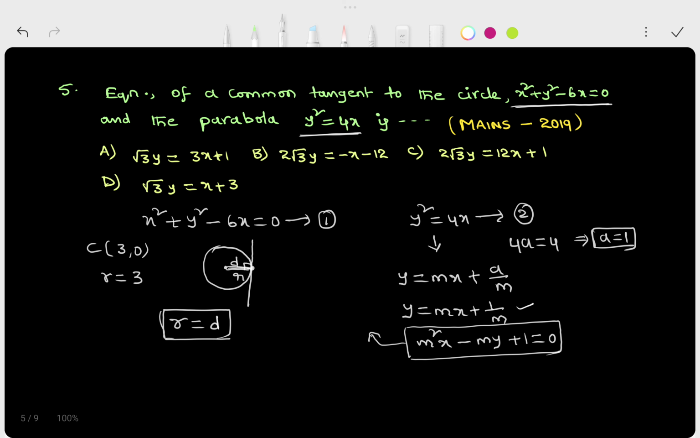R is the radius of the circle. So 3 is equal to d, the perpendicular distance from the center to the line. What is the line equation? m squared x minus m y plus 1.